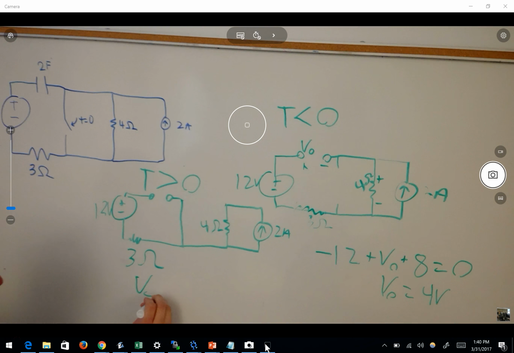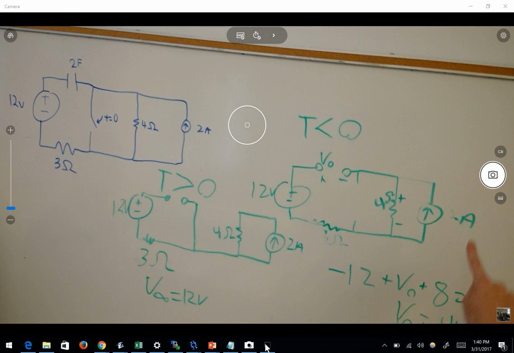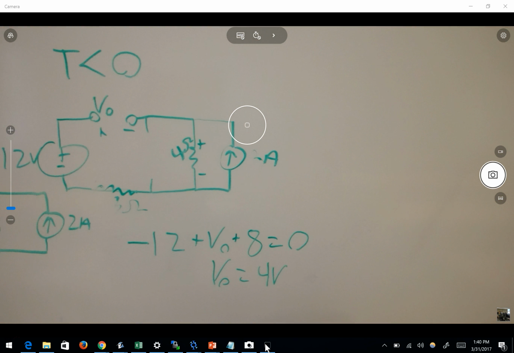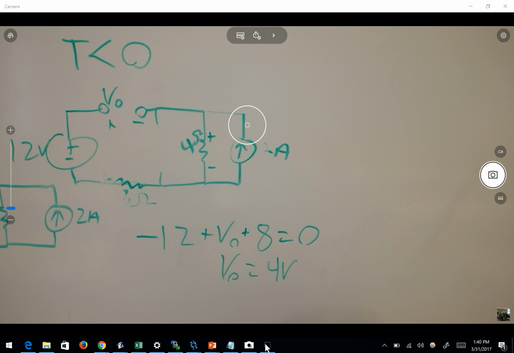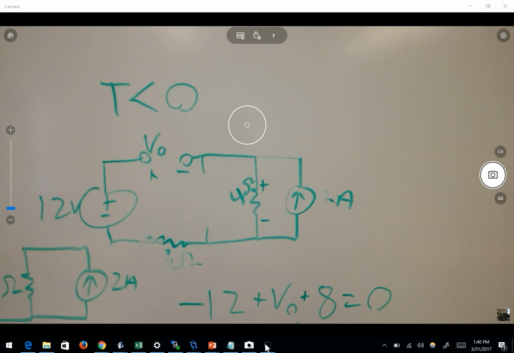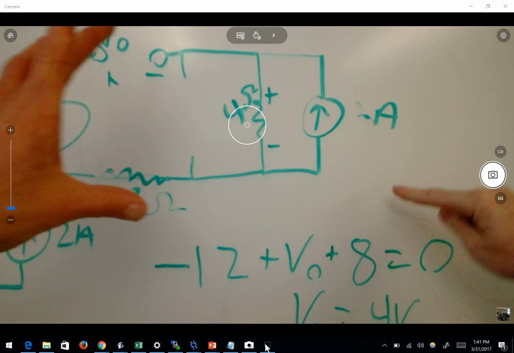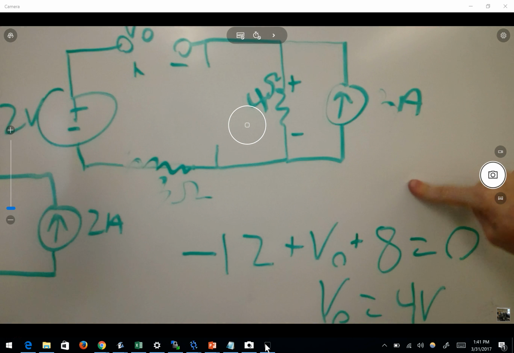This is 39B. So what do you have so far? You started here with t less than 0. The switch is open and then it closes, and you've got 2 sources, so you have to find that initial condition. You've got an open circuit where the capacitor is, and the 12 volt source with 3 ohms. This gives you basically 8 volts here. So 12 minus 8, you should have 4 volts for t equals 0.